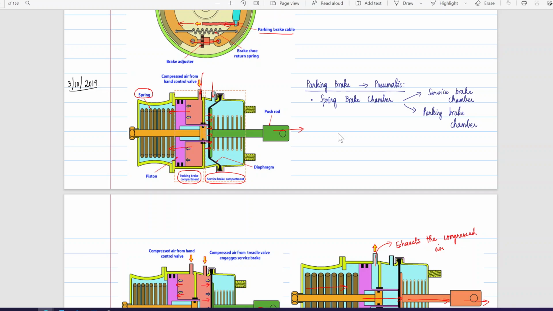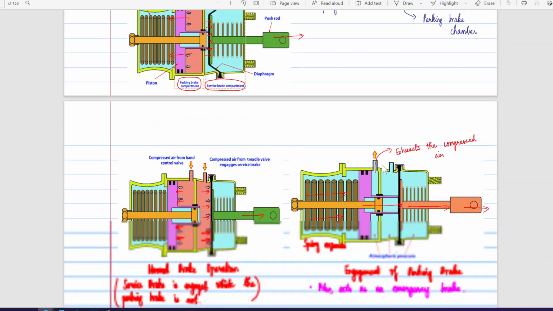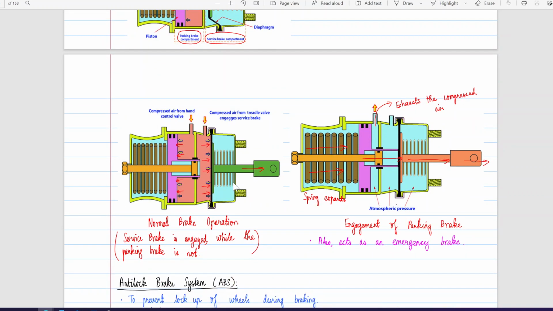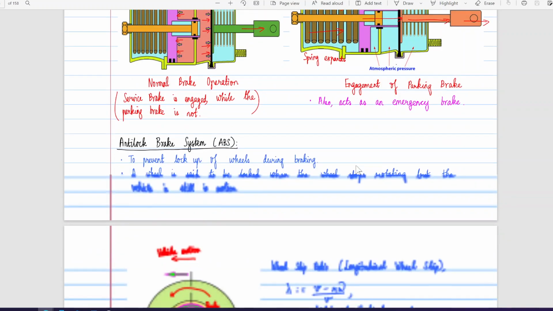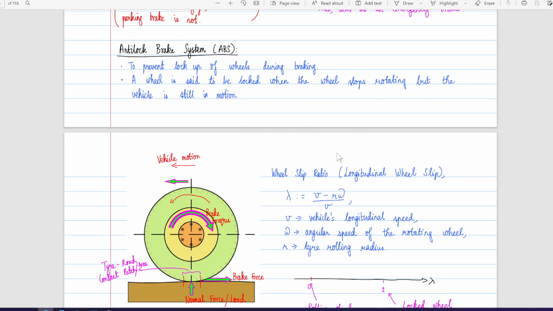So in case of brake failure, okay, this is how we have in normal brake operation. The spring is held back, and this is how it is in case of the engagement of the parking brake. It also acts as an emergency brake in the sense that if the compressed air is not going into the parking brake, the springs would expand and engage the brakes so that the vehicle cannot move too much.